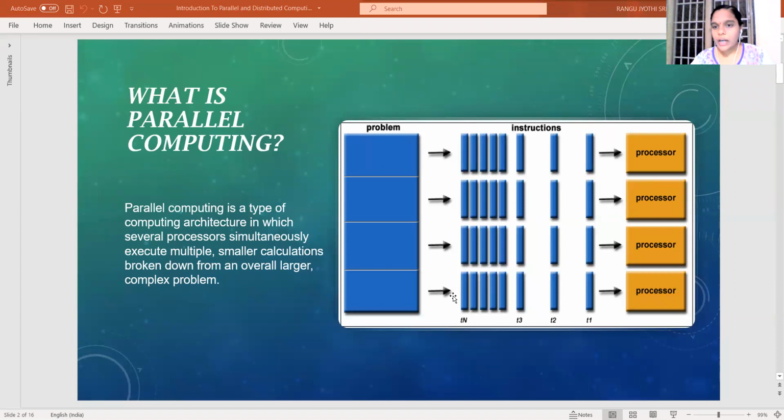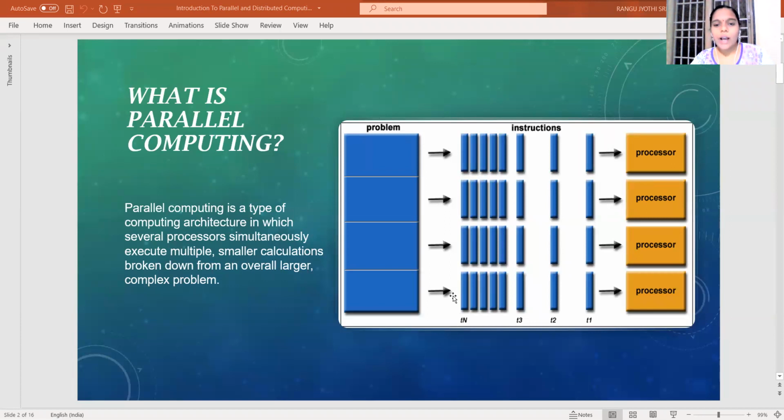In order to do that, it breaks down the larger problem into smaller independent problems and executes them simultaneously by multiple processes using shared memory. The results are combined upon completion as an overall algorithm.